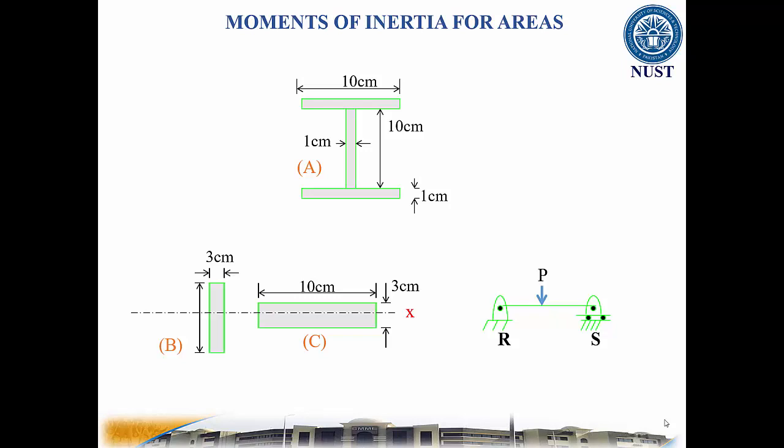It turns out that section A has the highest moment of inertia because most of the area is farthest from the x-axis. Hence, it has the least stress and deflection.